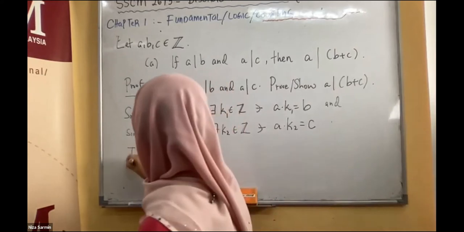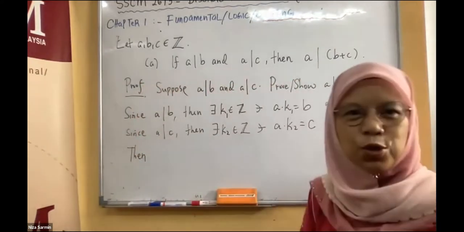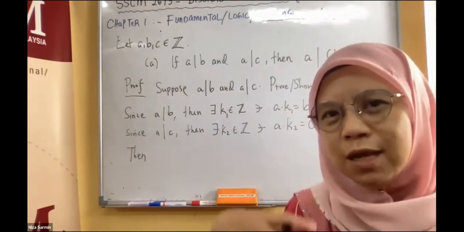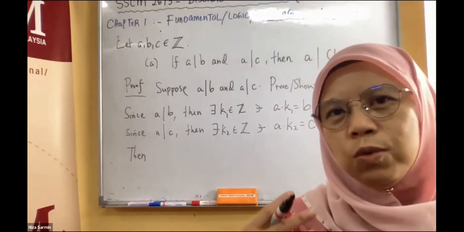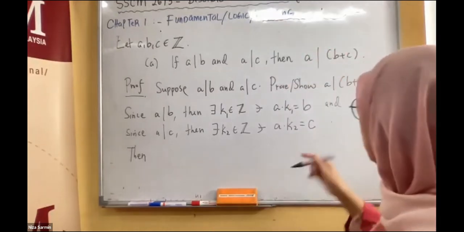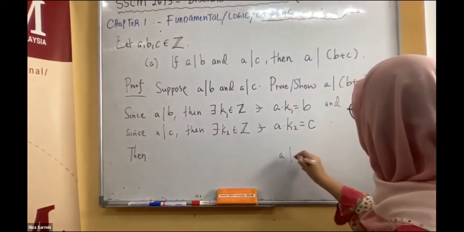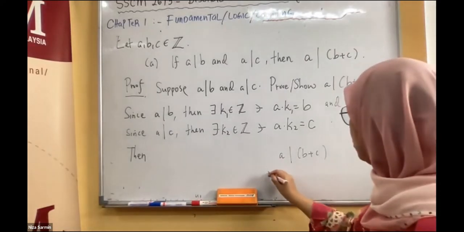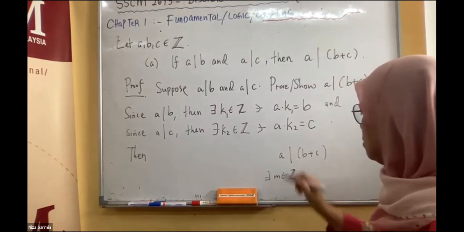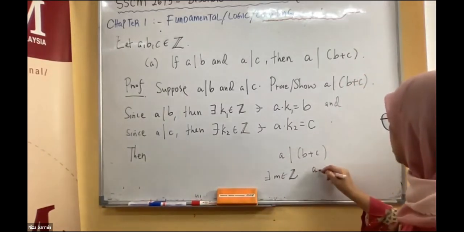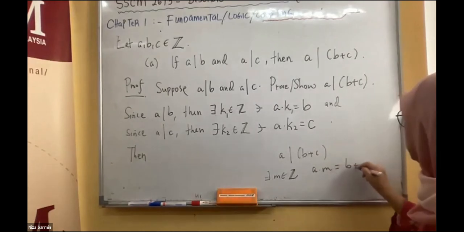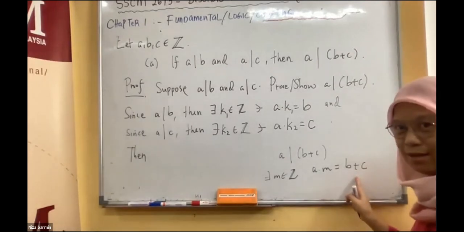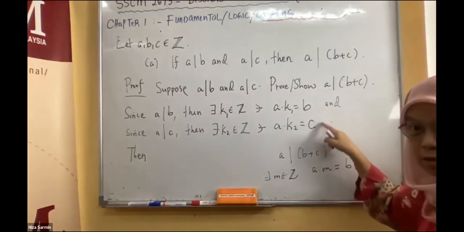Then, this is the trick. Sometimes we don't know what is the next step, so we look at what we want to prove. You want to prove A divides B plus C, meaning you want to find M such that A times M is B plus C. You see what you have to do? You have to add. So try and add.